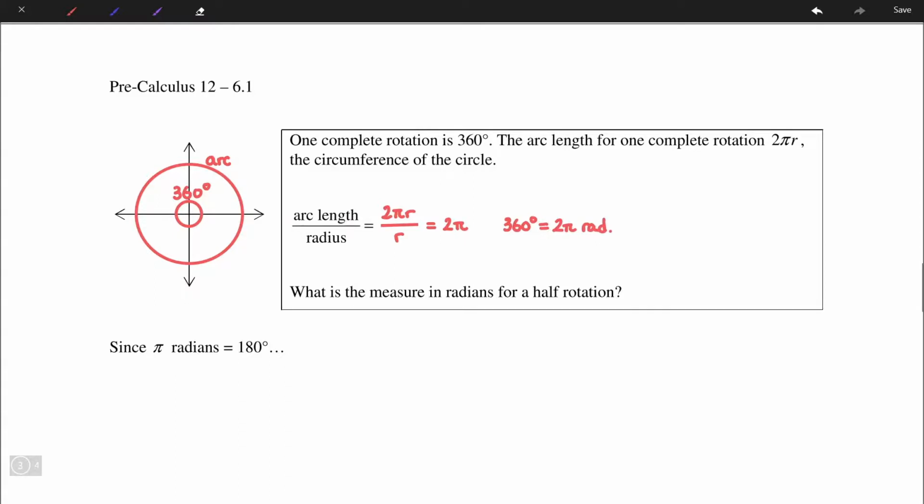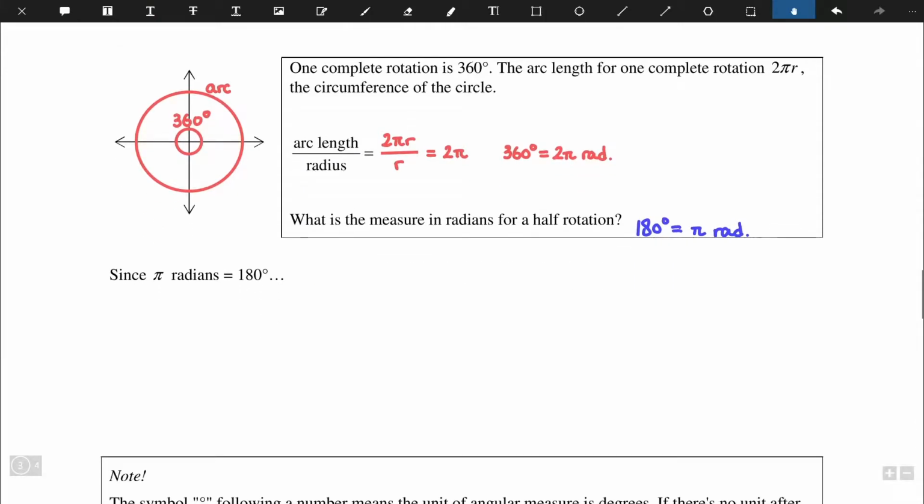Okay. Notice that this is true no matter what the radius was, since the r values were eliminated when we simplified the expression. Okay, so this expression here can be further simplified to just 180 degrees is equal to pi radians if we divide both sides by 2. And that allows us to change angle measures in radians to degrees, and then from degrees to radians.